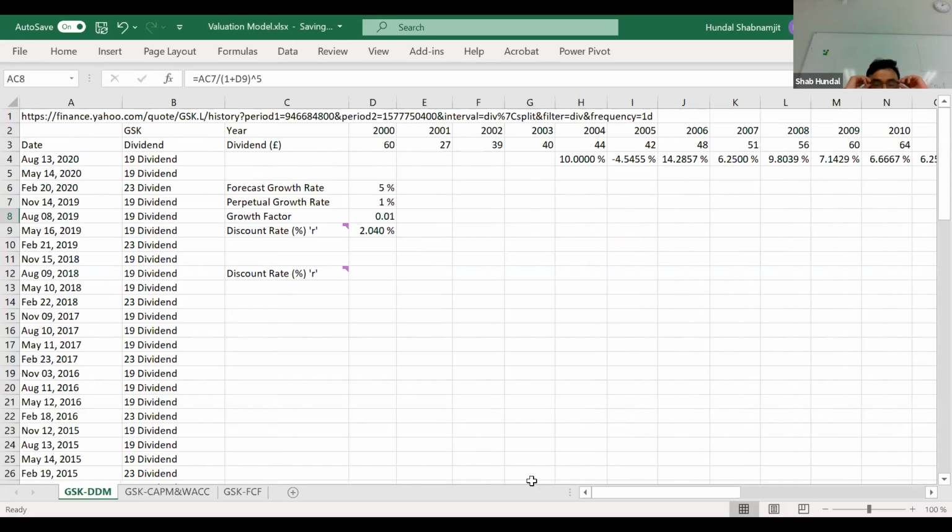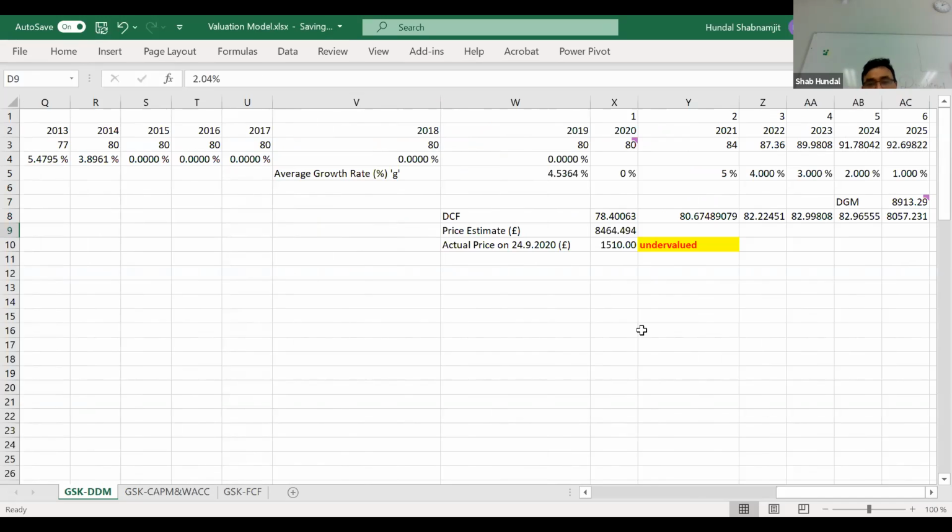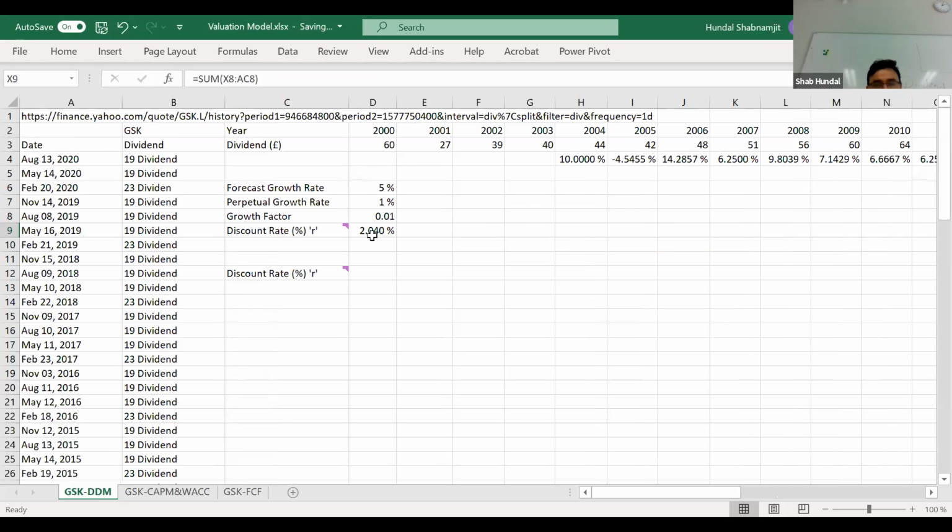I want to ask you something. What is the problem if I use this CAPM discount rate? What is not so good about it? I have used it and I got the values of the stock, and according to this 2.04, when I use it as a discount rate, the theoretical price should be this, whereas the actual price is this, so the stock is undervalued. But the problem is that in this calculation, I have used this discount rate. What is wrong with this 2.04%?